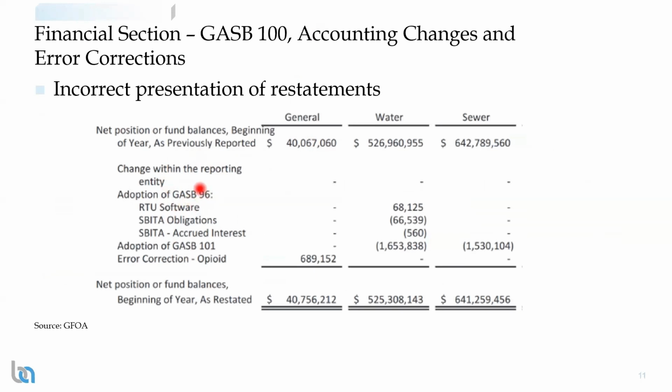One thing I would add, this is just from the GFOA's example, but one thing I believe that we need to add for this year under the implementation guide is a line item here for aggregate restatements. If they're trying to be very precise with the wording in GASB 100, it says that you need to have a line item that says aggregate restatement. So if you do break down your restatements or adjustments in this detail, you do need to have a total for all the restatements for each fund or reporting unit.